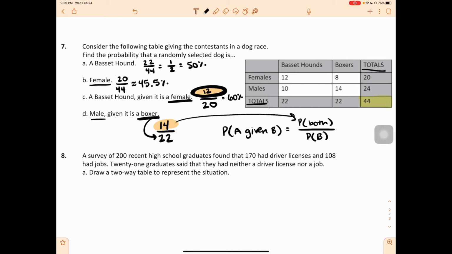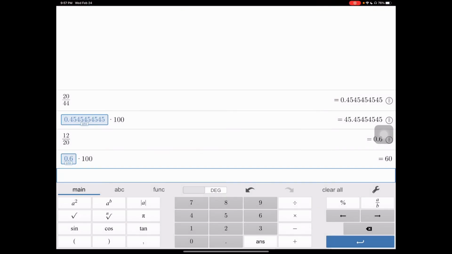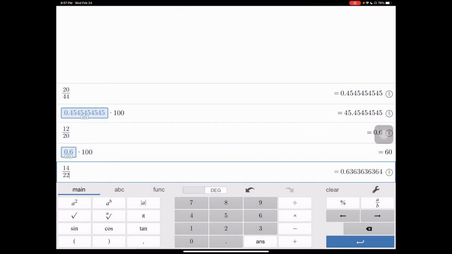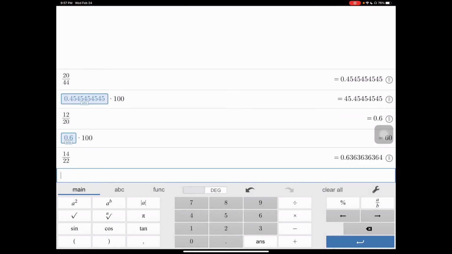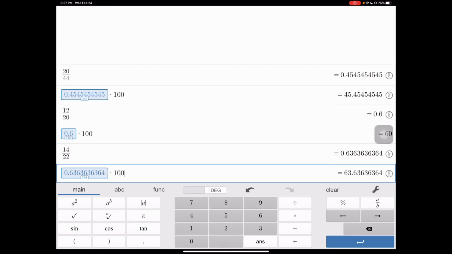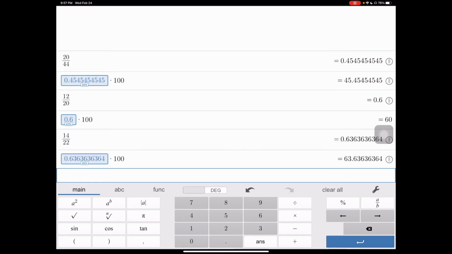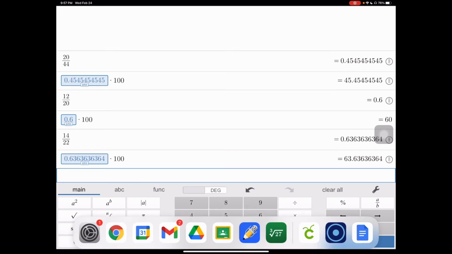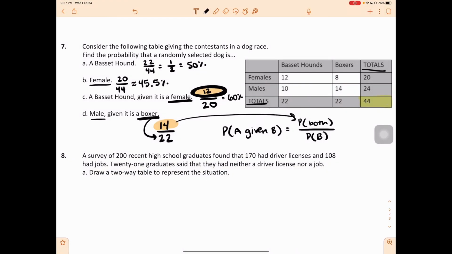If we want to write that as a percentage, we do 14 divided by 22. We take that answer, times it by 100. You can round that to 63.6%. Again, guys, just to remind you, I am going pretty fast, all right? I do not expect you to be able to work at this speed, so make sure you are pausing the video as we go.